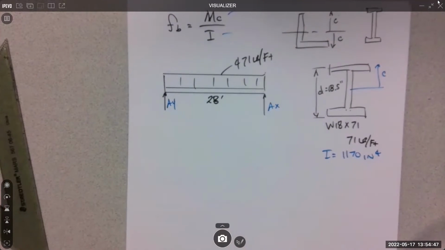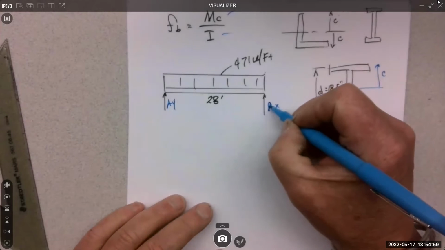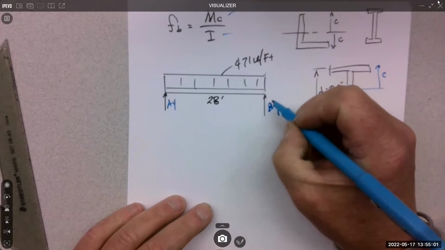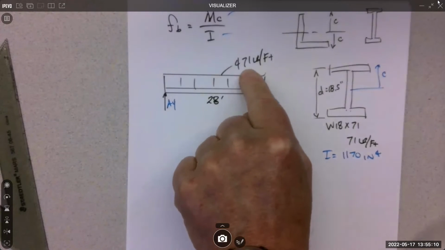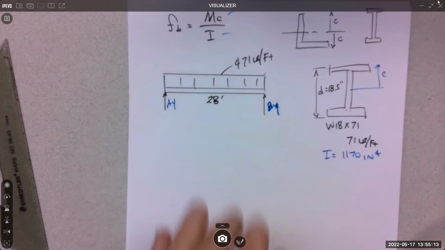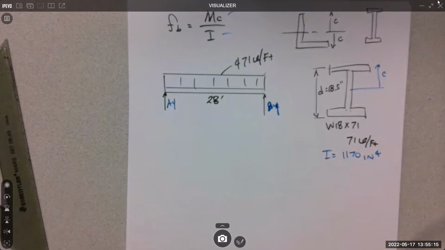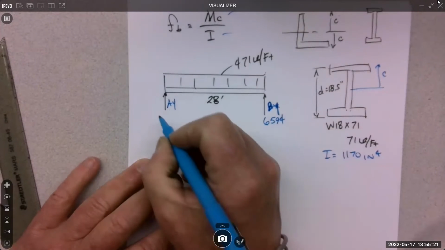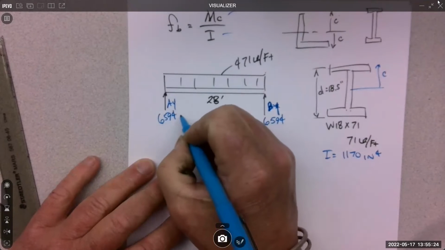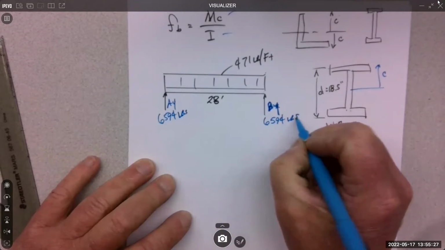How much is Ay and Ax? Oh, good question. Because I'm rushing, because our time is up. Yeah, so it's 28 times 471 to get the whole load, and then half goes each side because we see symmetry. It looks like 6594 pounds on each side.